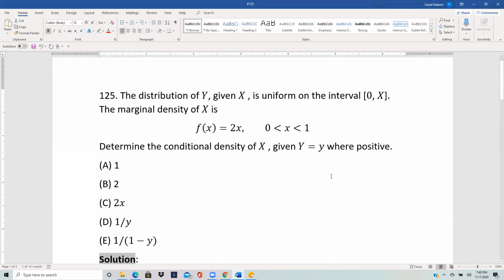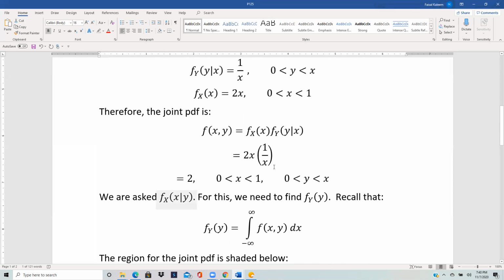Now we are asked the conditional density of x given y. So this is what we are asked, the conditional density of x given y. And for this, we will first need to find the marginal density of y, f_Y of y, and you will see in a moment why we need this in order to find the required conditional density.